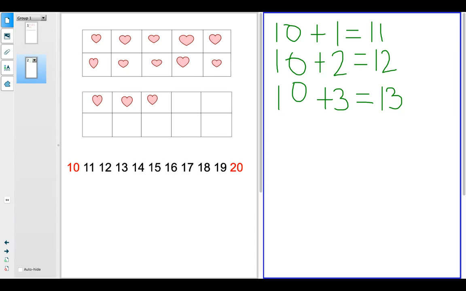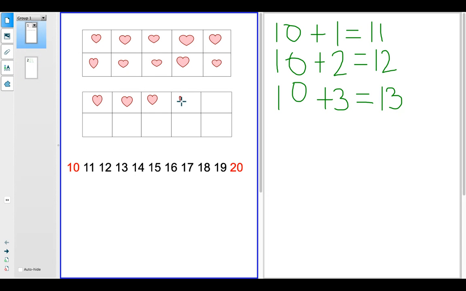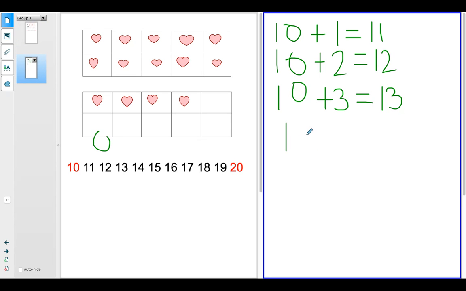All right, let's add another heart to our 10 frame. What number comes after 13? After 13 comes 14. Good. All right, let's write what that looks like. So on the top, we have 10. Okay, and how many are on the bottom? 4. Good. And what does 10 and 4 make? It makes 14. Good, right? Now, if I'm not sure, let's go back and count. 10, 11, 12, 13, 14.